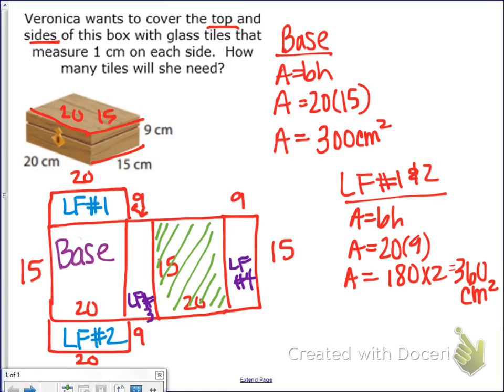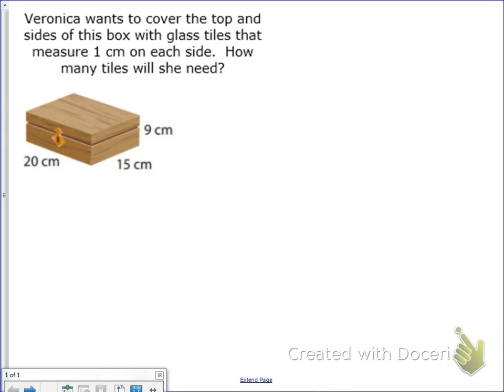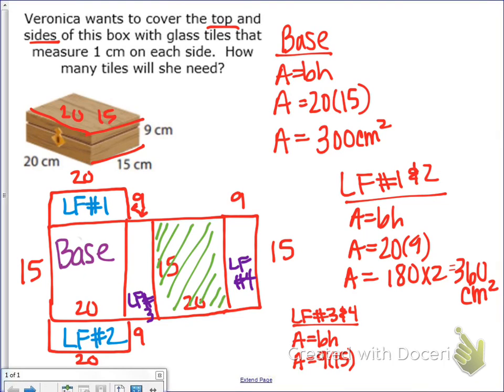And then the last part that I will do is my lateral faces numbers 3 and 4. Again, it is a rectangle, so area equals base times height. Area equals 9 times 15, and 9 times 15 is 135. But this again is only one of them, so when I multiply it by 2, I will get 270 centimeters squared.